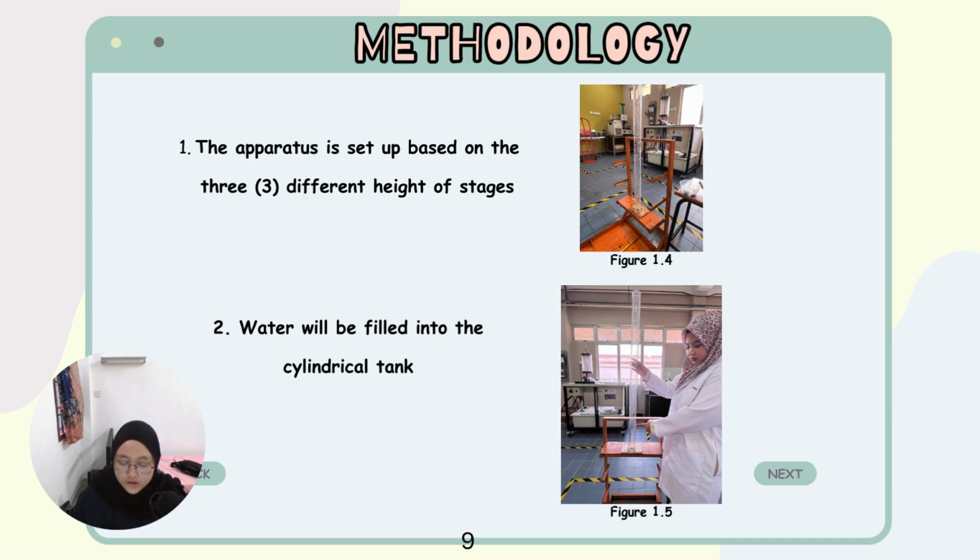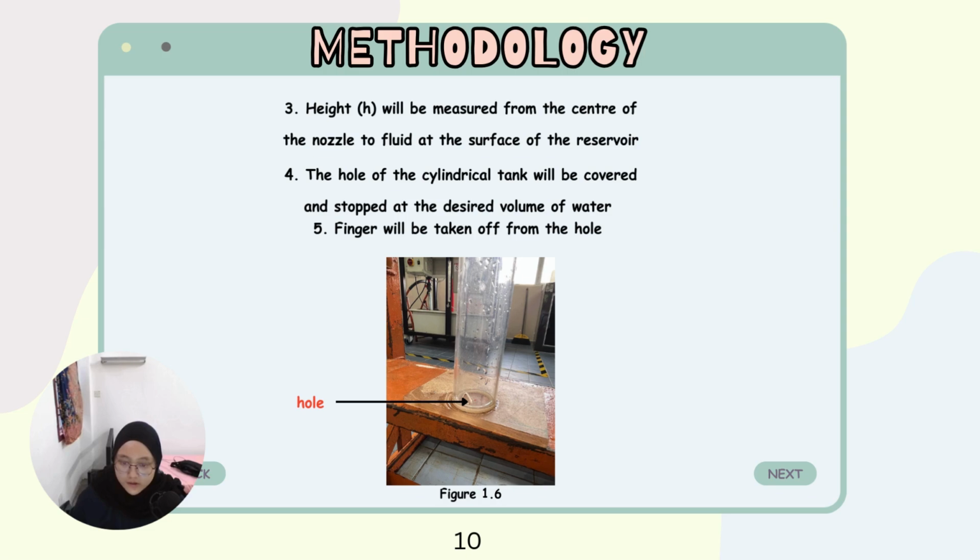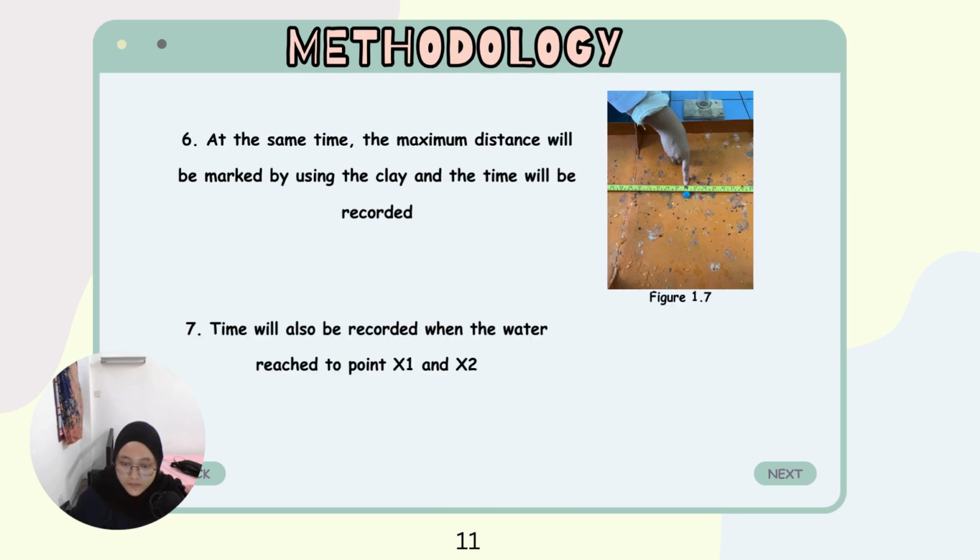For the methodology, number one, the apparatus is set up based on the three different heights of stages, looking at figure 1.4. Number two, water will be filled into the cylindrical tank. Number three, the height will be measured from the center of the nozzle to the fluid at the surface of the reservoir. Number four, the hole of the cylindrical tank will be covered and stopped at the desired volume of water. Number five, the finger will be taken off from the hole.